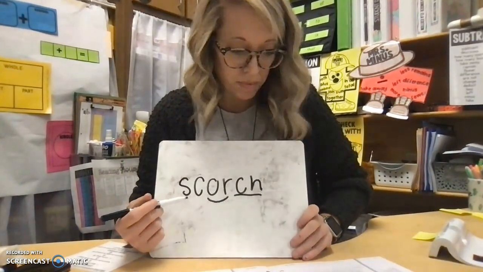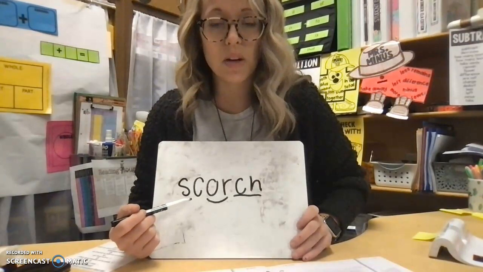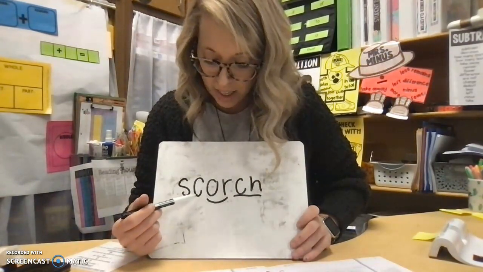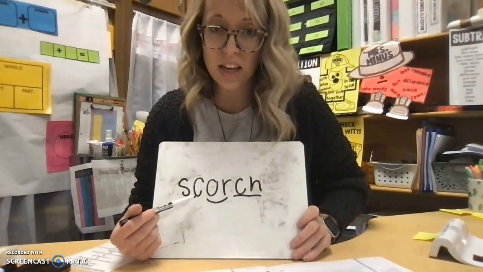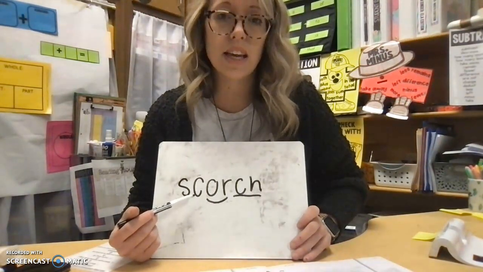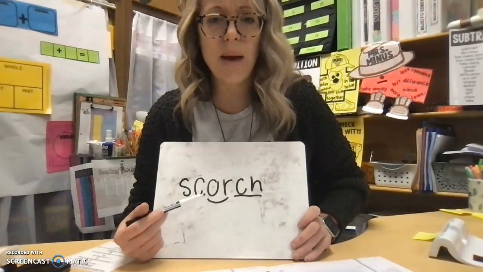Now, let's look at this one. We have a C. Let's try to figure out what this C is doing. Is it going to make the K sound or the S sound? Let's see. We have an S. We have a C. And I think it's going to make the K sound. Let's see if we're right. I know the C makes the K sound when there's an O, A, U, or consonant behind it. Is any of that happening right here?